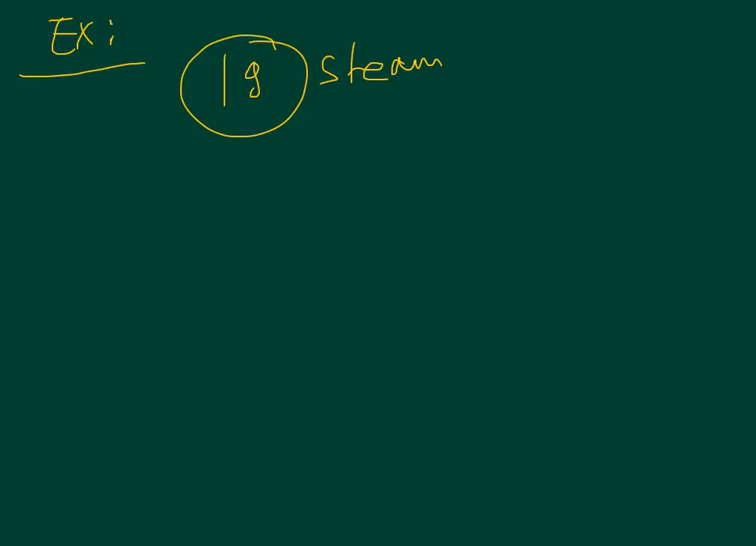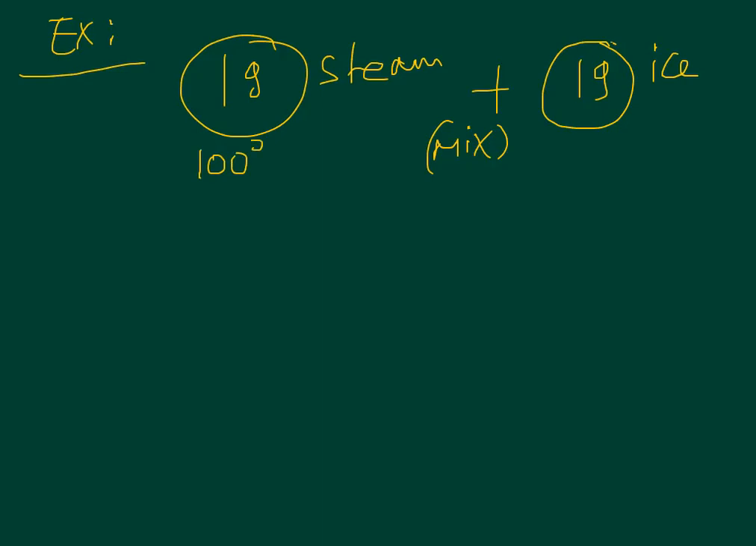Here this 1 gram of steam is mixed with 1 gram of ice. Plus here indicates mix. So 1 gram of steam and 1 gram of ice are mixed. Here you don't need to worry. Steam means you have to take 100 degrees centigrade. Generally steam can also be at more than 100 degrees centigrade, but in this question I am taking 100 degrees centigrade steam.